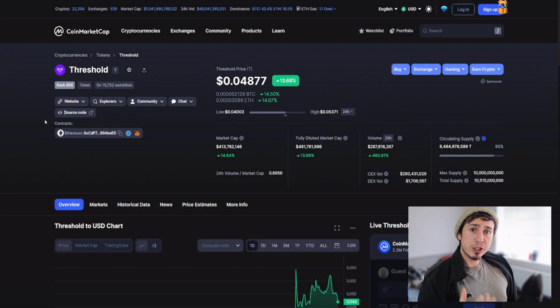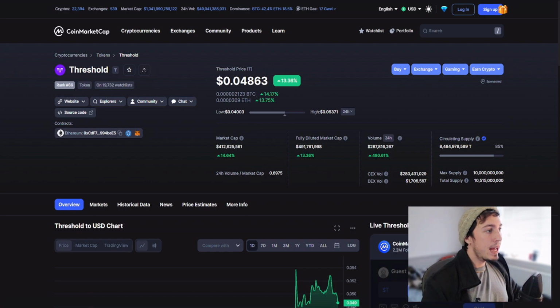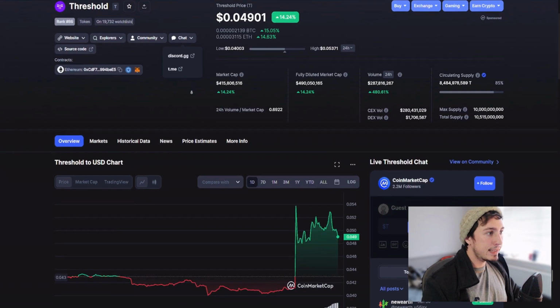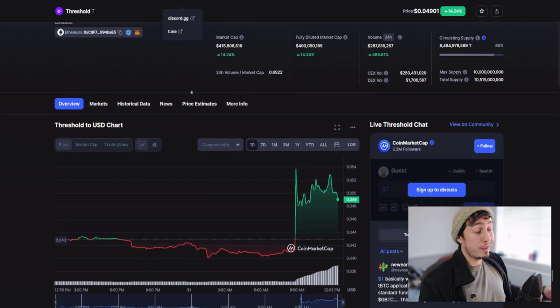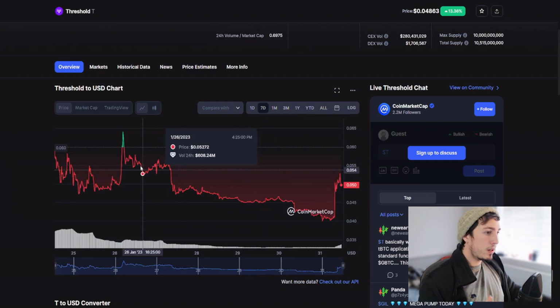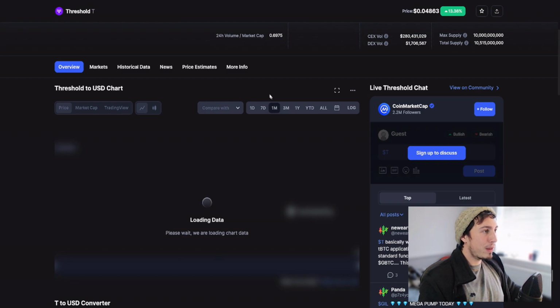Today we're checking out Threshold token as it continues to pump in the crypto markets today. Now trading at 0.048, up 13% on the 24 hour and up 14% against Bitcoin. It's rank 86 with a $415 million market cap. So it's looking pretty good over the last day. Huge pump last week. There has been a slight downtrend from the huge euphoric top that we saw.